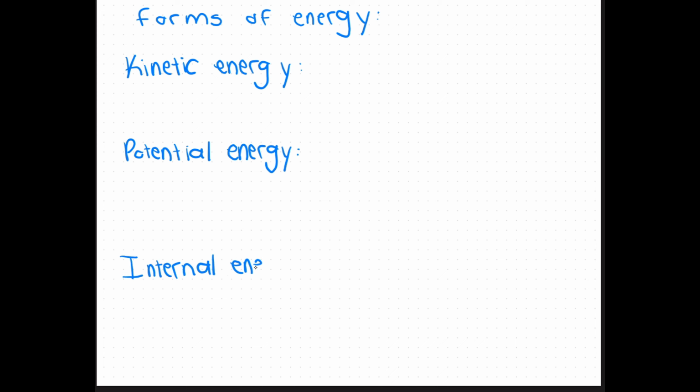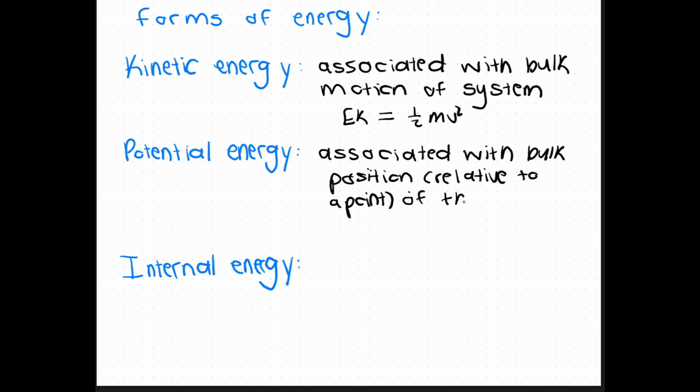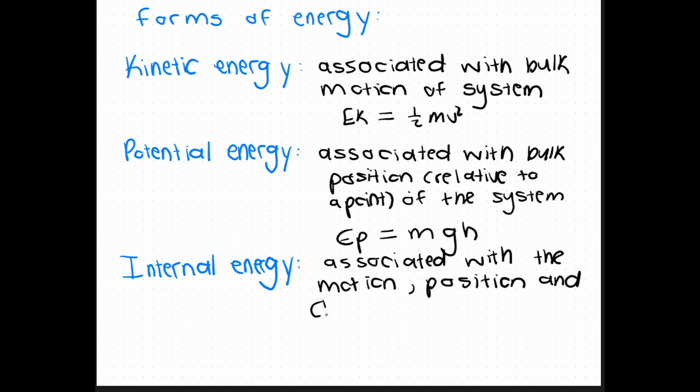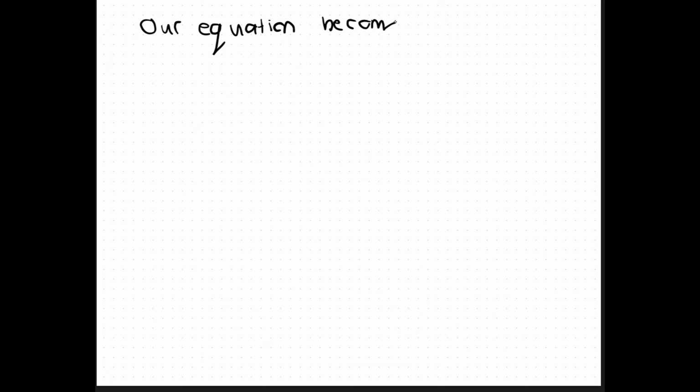First, we must look at the forms of energy: kinetic energy, potential energy, and internal energy. Kinetic energy is the energy associated with bulk motion of the system. Potential energy is the energy associated with the bulk position of the system in a potential field, and internal energy is the energy associated with motion, position, and chemical bonding of the individual molecules within the system. Thus, our equation becomes: change in internal energy plus potential energy plus kinetic energy equals heat plus work plus mass flow.